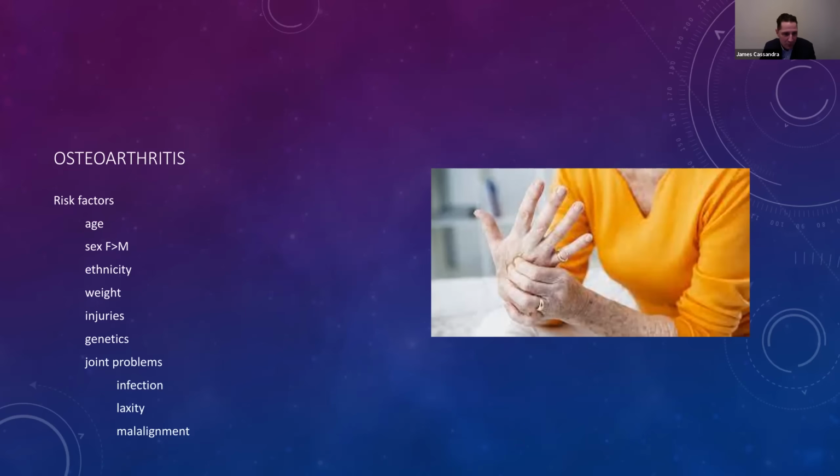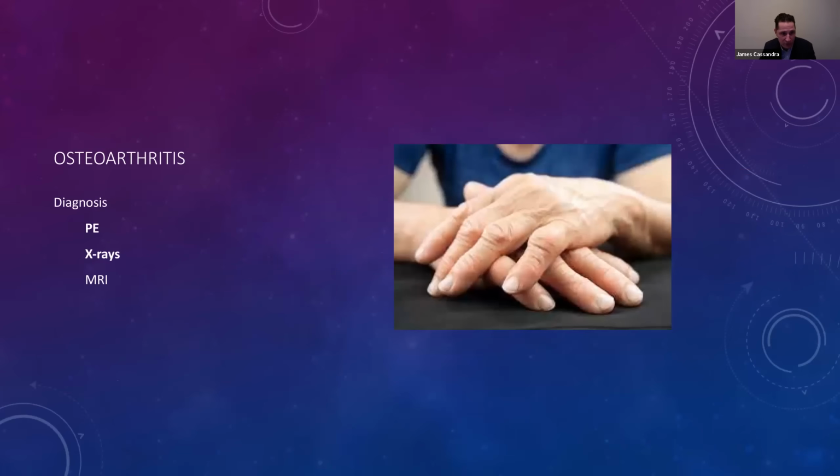There's definitely a genetic component, and joint problems can lead to arthritis, such as an infection or a septic joint that wasn't treated early, or laxity of a joint. Any patient with joint laxity, that joint can wear in a funny position, and it can wear the cartilage down quicker, or malalignment of a joint.